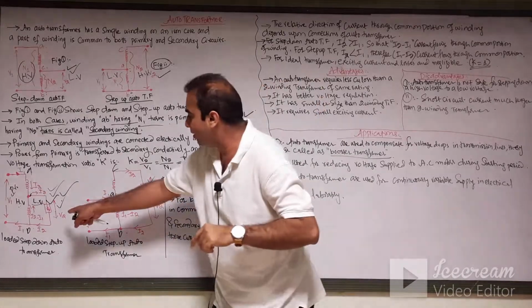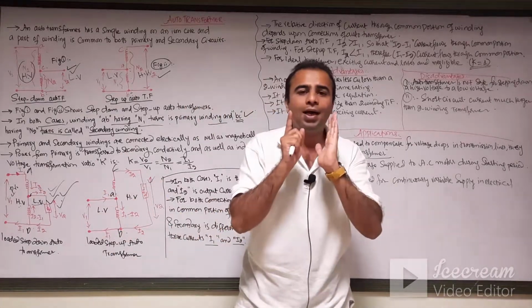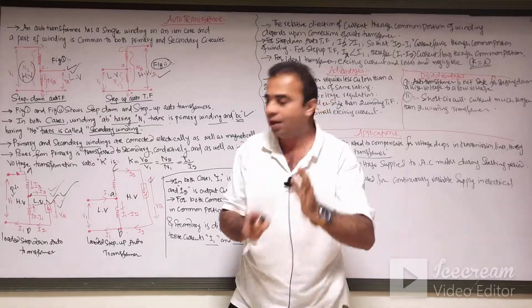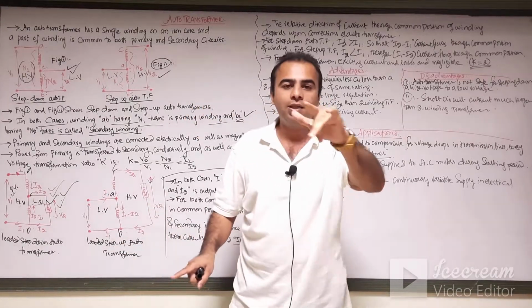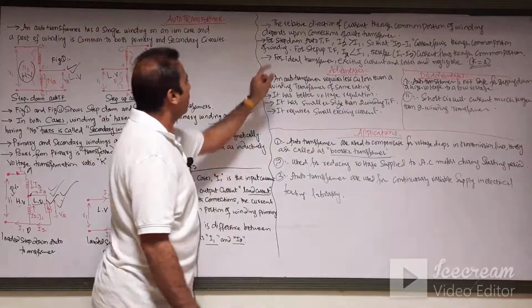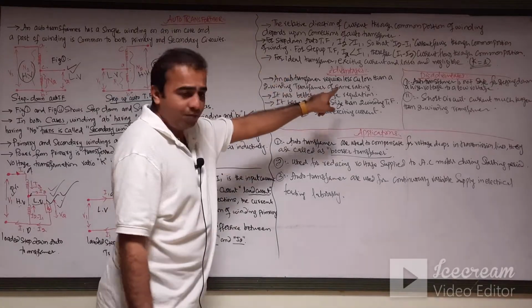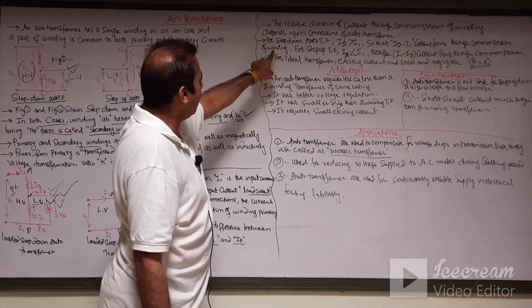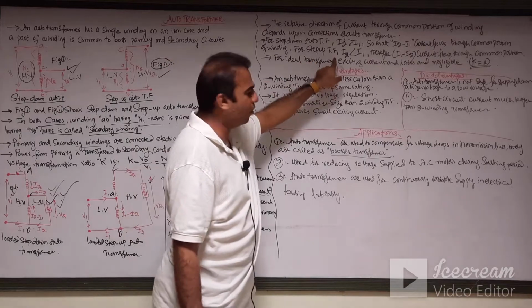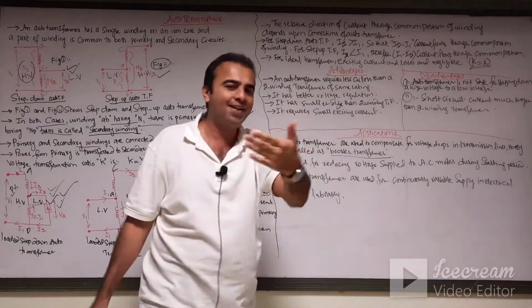So here in the loaded step down transformer, the I2 current is the greater one, because the voltage is the lower one. Okay. And now the step up transformer. In the step up auto transformer, the I2 is less than I1.